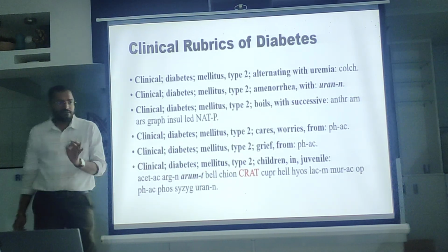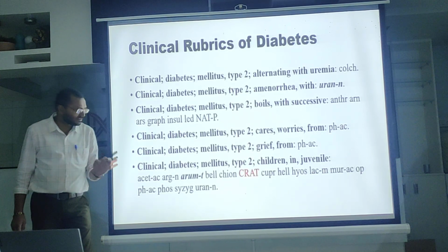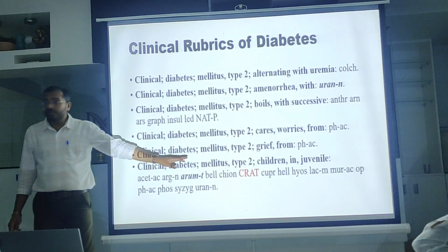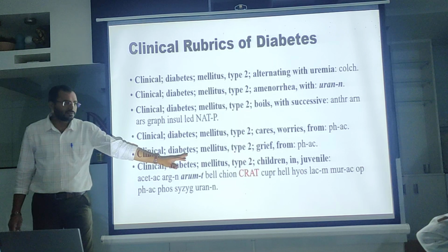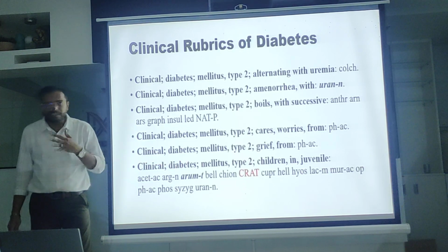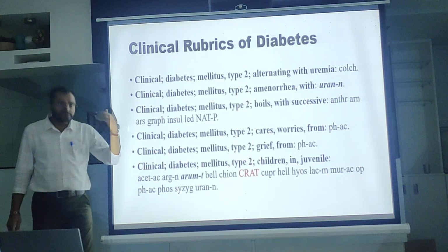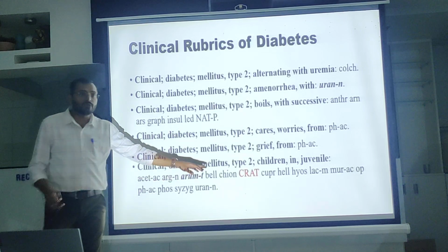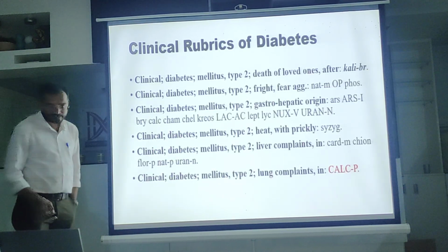Diabetes of children, Crataegus, 3 marks. Very important. So you can try this in juvenile diabetes. I do not have personal experience of this, but we will see this in future. But this is what Boericke has mentioned clinically.